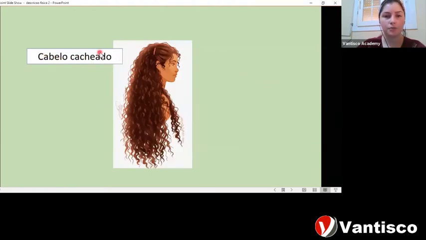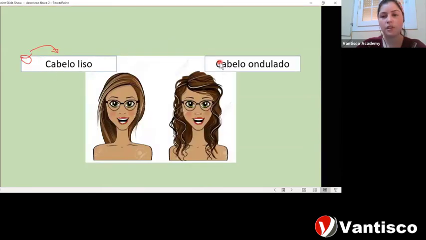Cabelo cacheado. Curly hair, as we saw, okay? Curly hair. So, o cabelo cacheado. Cabelo is a masculine word. O cabelo liso, o cabelo ondulado. Okay, so cabelo is masculine.